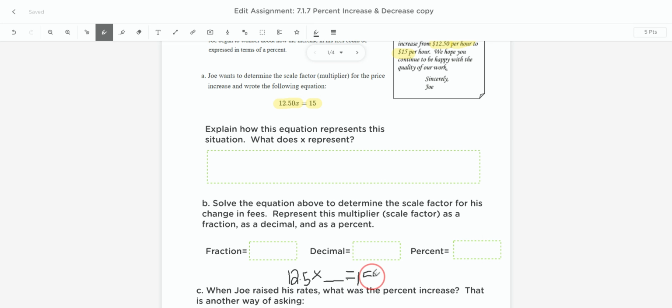And I want you guys to keep in mind, if we don't know what this multiplier is, we can simply talk about the inverse multiplication, which is division, to figure out whatever that multiplier would be. Once you have that, it will give you the decimal, which once you have the decimal, you can multiply that times 100 to get your percent. And then when we're talking about a fraction, I want you to keep in mind that your numerator will be greater than your denominator.